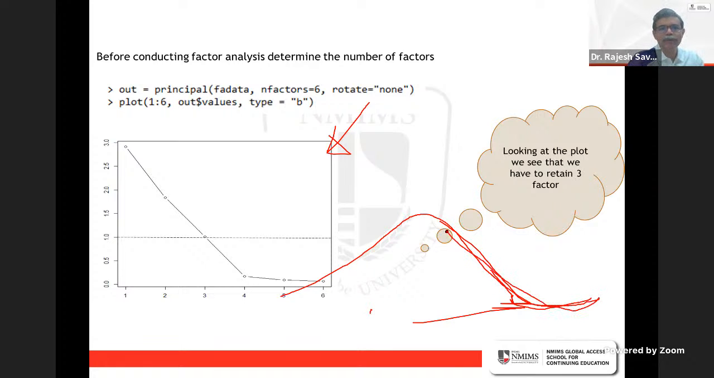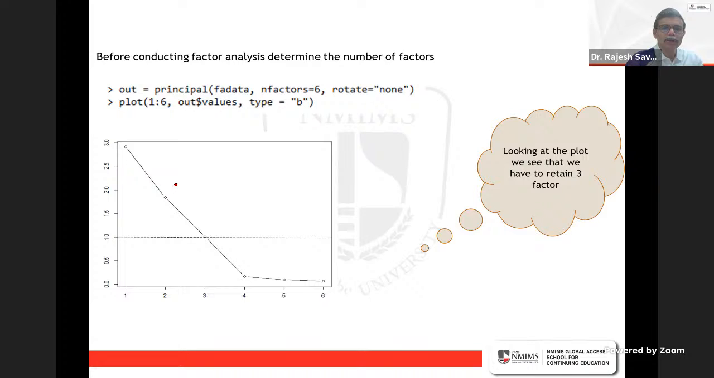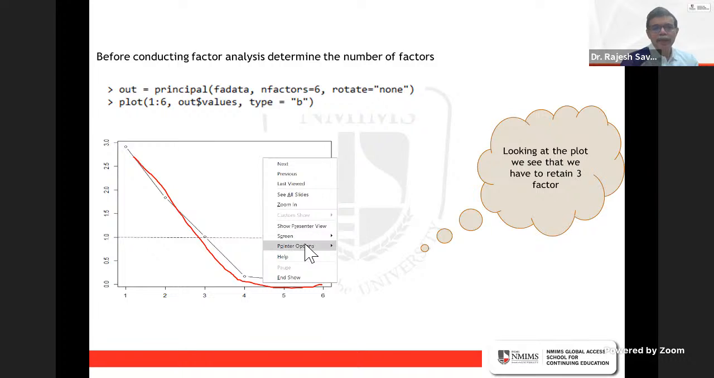So the word is from geophysics, and this terrain is called scree. It is also known as an elbow plot and a scree plot as well, because it looks like a scree in geophysics, ye wala na. So this is like a mountain tapering down, and then you have the sea. Okay, it also looks like an elbow as well. So that's why it is called a scree plot. Chalo, theek hai.